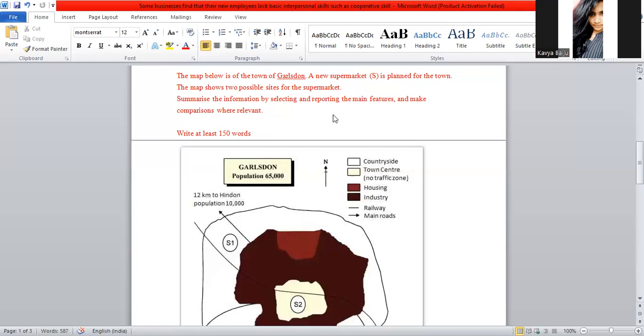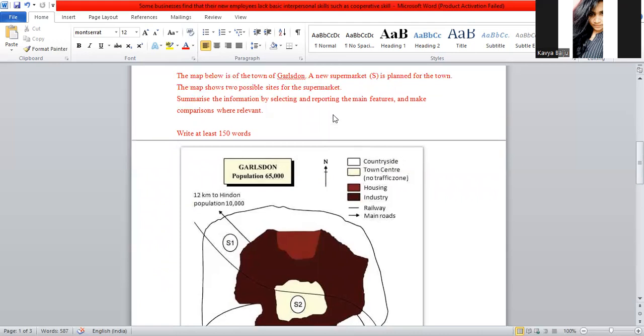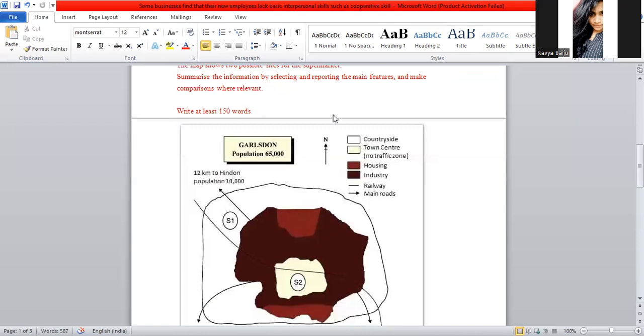And the map shows two possible sites for the supermarket. So we mark them S1 and S2. You can see the picture of the town Garlsdon, and we can see that there is a new supermarket plan. And we do have the two possible sites for the supermarket, that is S1 and S2. So let's go with this picture first.